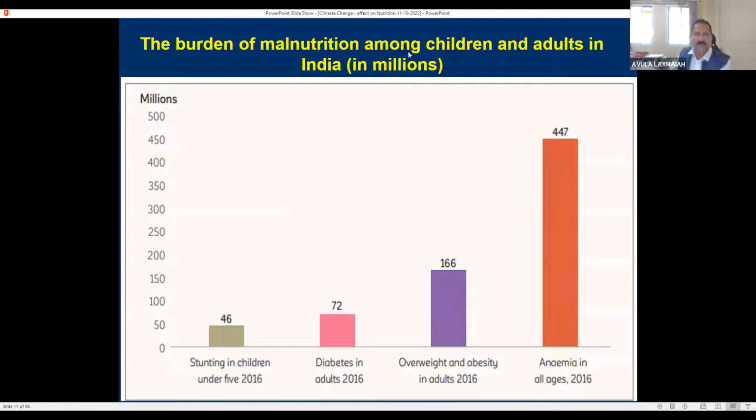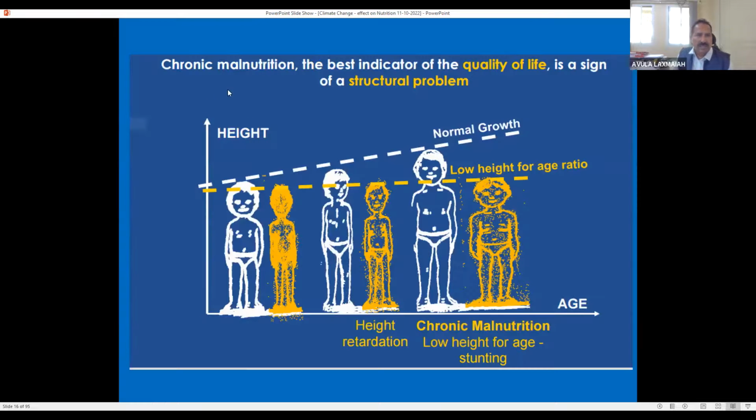If you see the burden of undernutrition in India, you can see stunted children, 746 million, and 72 diabetes, and 166 overweight. 166 million people are suffering from either overweight or obesity, and majorly micronutrient deficiency and anemia. So chronic malnutrition, the best indicator of the quality of life, is a sign of a structural problem. This is the structural problem.